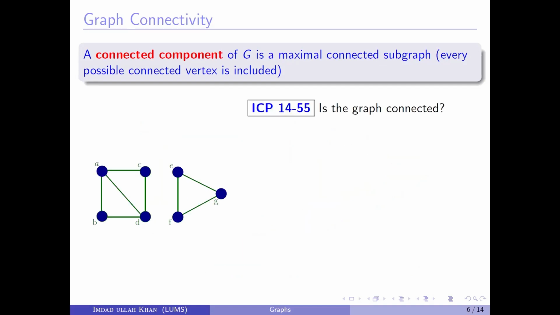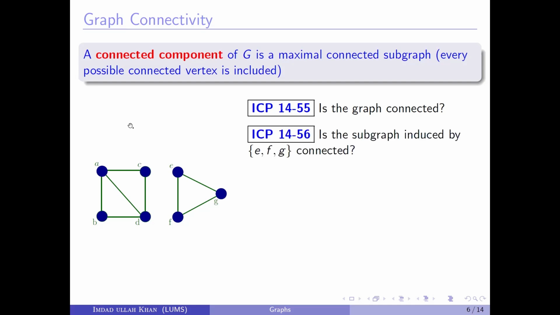Is this graph connected? The answer is no, because there is no path from C to E or C to G and many more such pairs. Is the subgraph induced by EFG connected? Induced is a term which we studied in our first session of graphs. By induced subgraph, we mean the graph which is constructed over EFG. Is this subgraph connected? Yes, the graph induced over these three vertices is mutually connected. So the answer is yes.